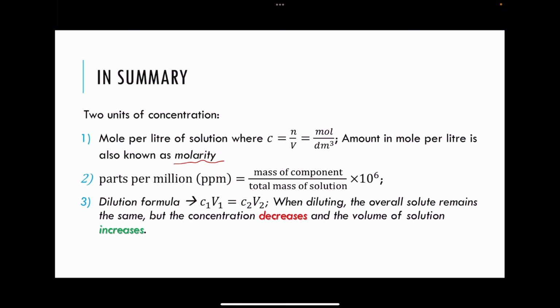Then we introduced the dilution formula, c1V1 equals c2V2. When diluting, the overall amount of solute remains the same, but the concentration decreases and the volume of the solution increases.